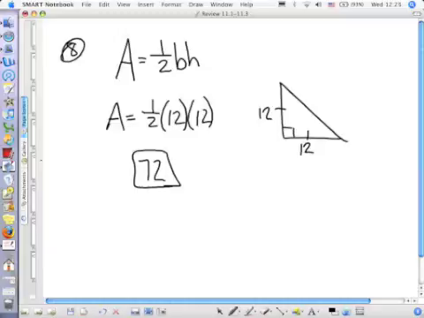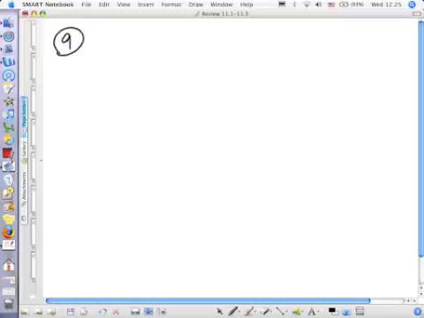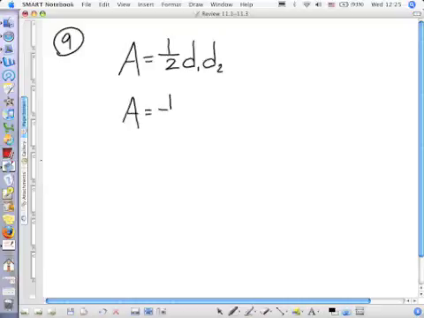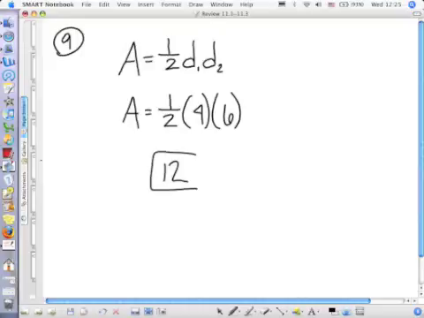Number 9 asks you for the area of a rhombus. Okay. Look, they told you the two measures of the diagonals, 4 and 6. No need to draw a picture, no need to figure anything out, just plug it in. So it was 12. So easy.